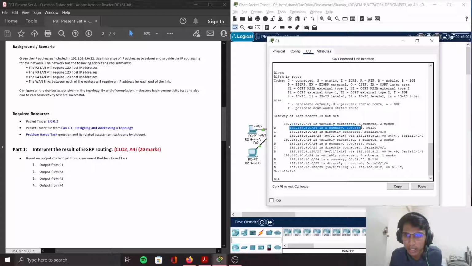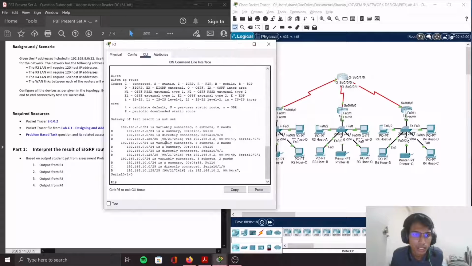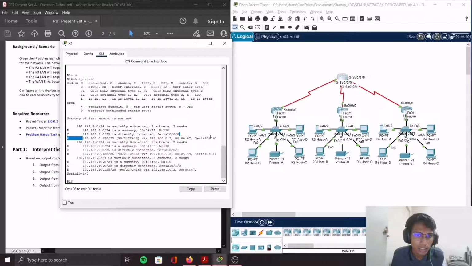The first D is the network that is a summary of EIGRP. The second is the EIGRP route to the LAN network of R2. The R2 LAN network is connected to the IP route of R1. After that, you can see the 192.168.9.0 network is a summary, and the R3 LAN is already shown in the IP route.